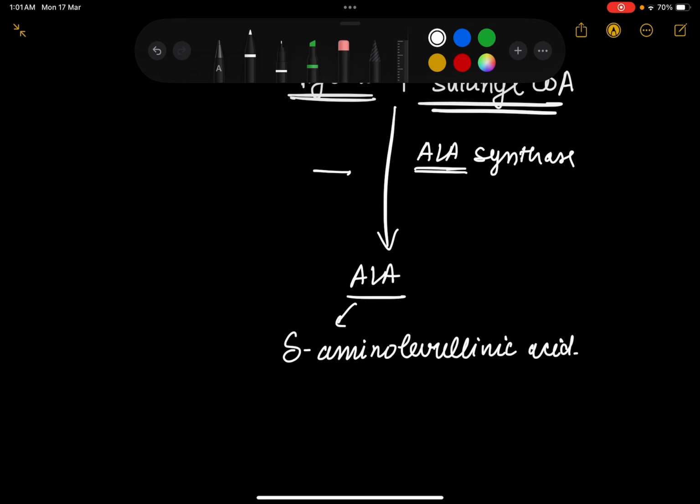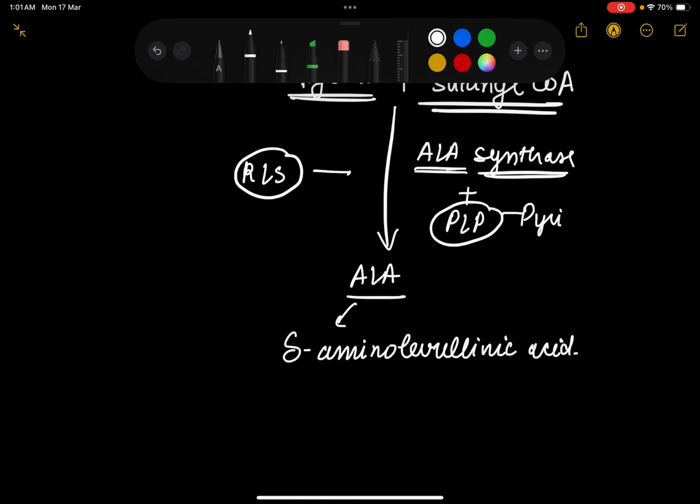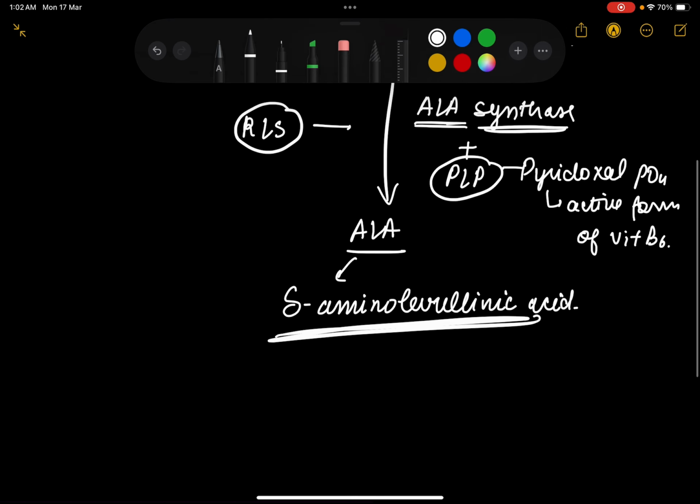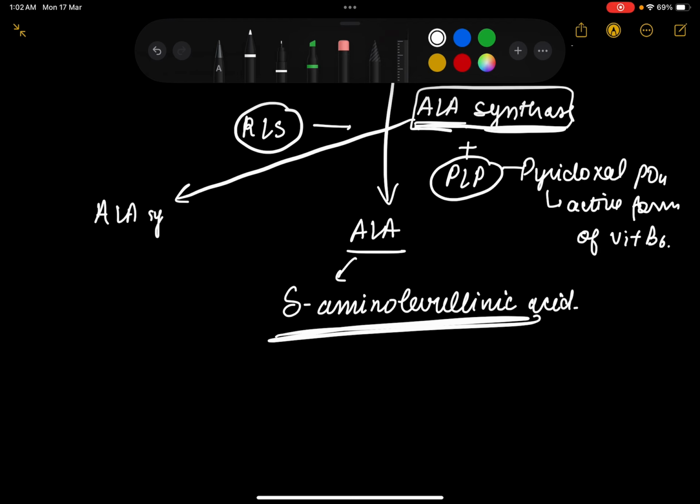This step is the rate limiting step of the cascade of reactions. Along with the enzyme ALA synthase, we also need a coenzyme, that is PLP or pyridoxal phosphate. It is also the active form of vitamin B6. Now this aminolevulinic acid is prepared by ALA synthase. There are two isoforms of ALA synthase: ALA synthase 1 and ALA synthase 2.